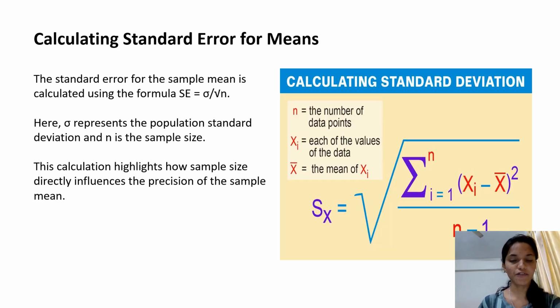Calculating standard error for means. The standard error for the sample mean is calculated using the formula SE = σ/√n. Here σ represents the population standard deviation and n is the sample size. This calculation highlights how sample size directly influences the precision of the sample mean.